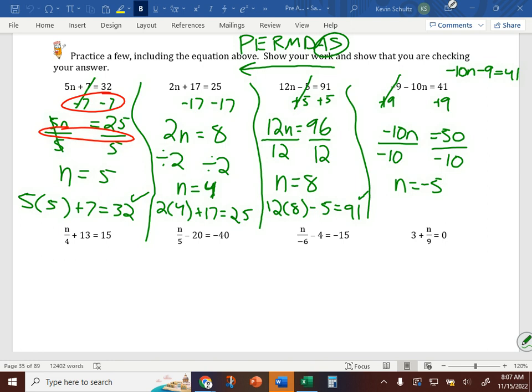Well, how can I be sure about that? Well, let's check it. Negative 9 minus 10 times negative 5 equals 41. Well, negative 10 times negative 5 is positive 50, and negative 9 plus 50 equals positive 41. It works. And this check can be done very easily in a calculator, right? That's the perfect use for a calculator, to check your answer. But understanding the process of how we got there is just as important. Questions on these 4?